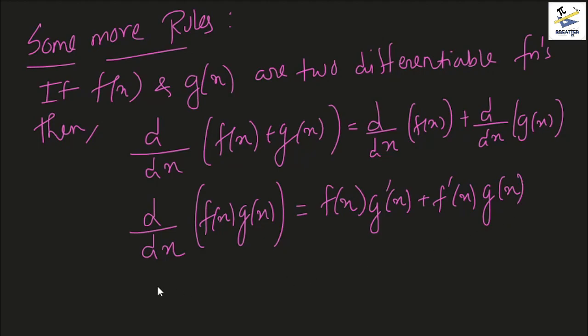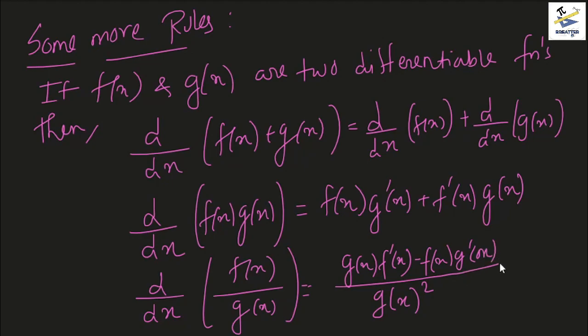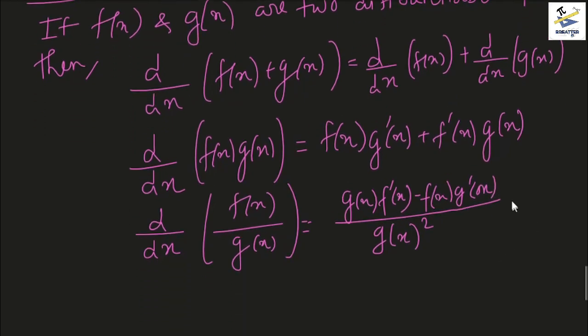And finally, if you are given two functions in the form of division like this, then the answer is simply g(x) whole squared, g(x) into f'(x) minus f(x) into g'(x). And obviously here g(x) is not equal to 0. So these are the three rules that you need to follow when solving for derivatives.